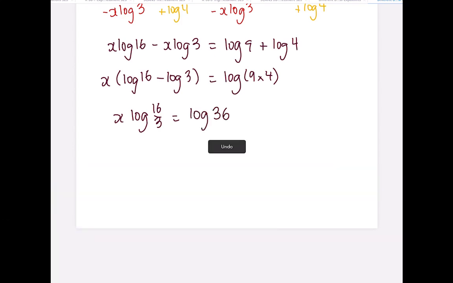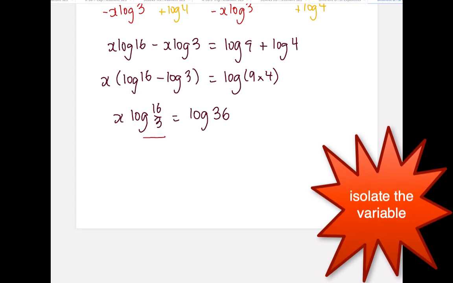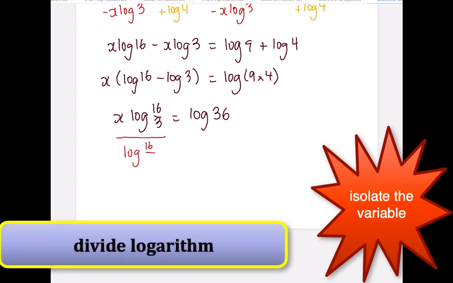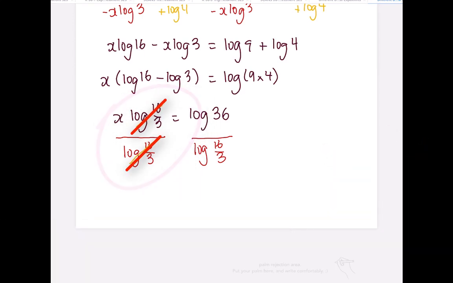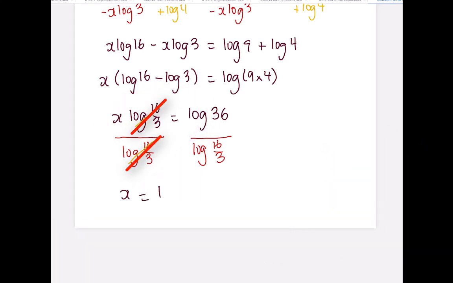Next step, I want to separate this x from the log 16 over 3, so I'm going to divide both sides by log 16 over 3. When I do that, we see that these are going to cancel here, and that's going to give us x equals log 36 over log 16 over 3.